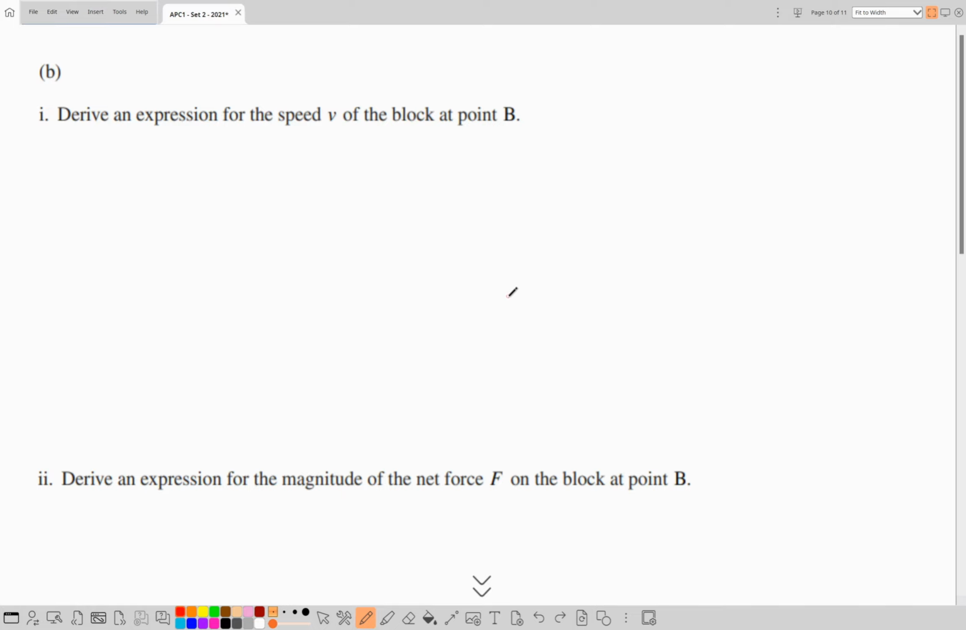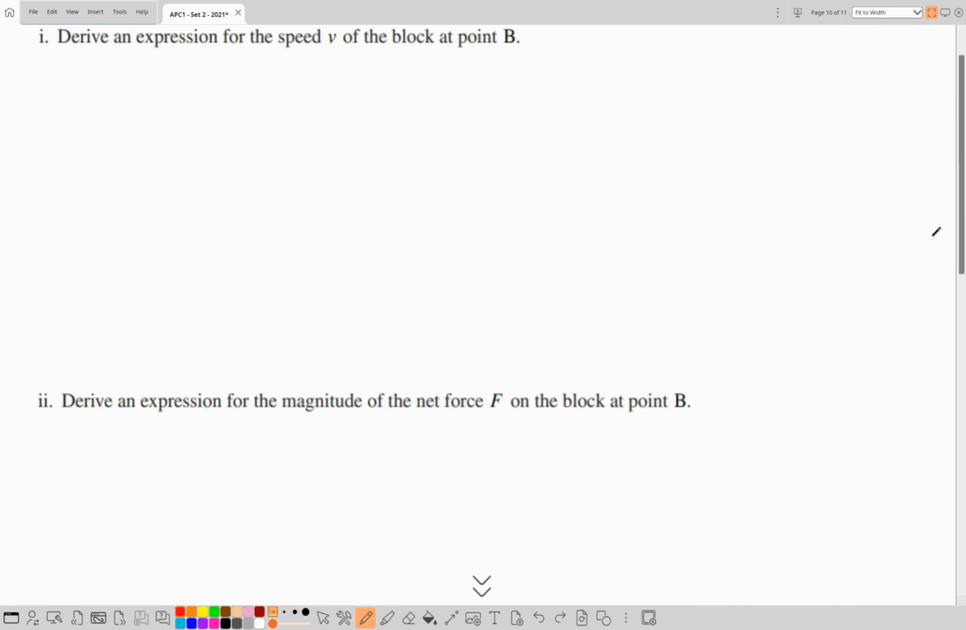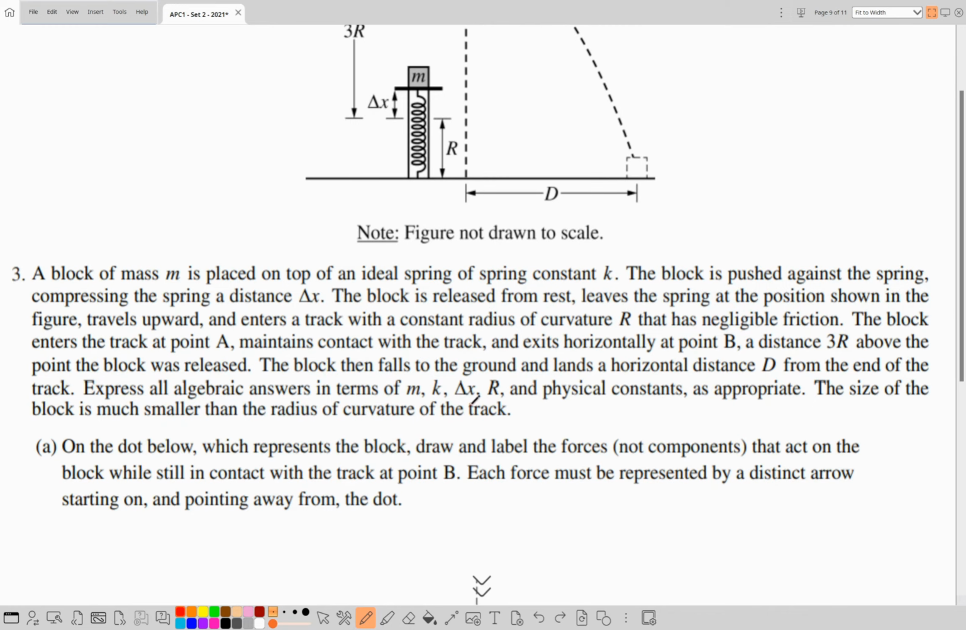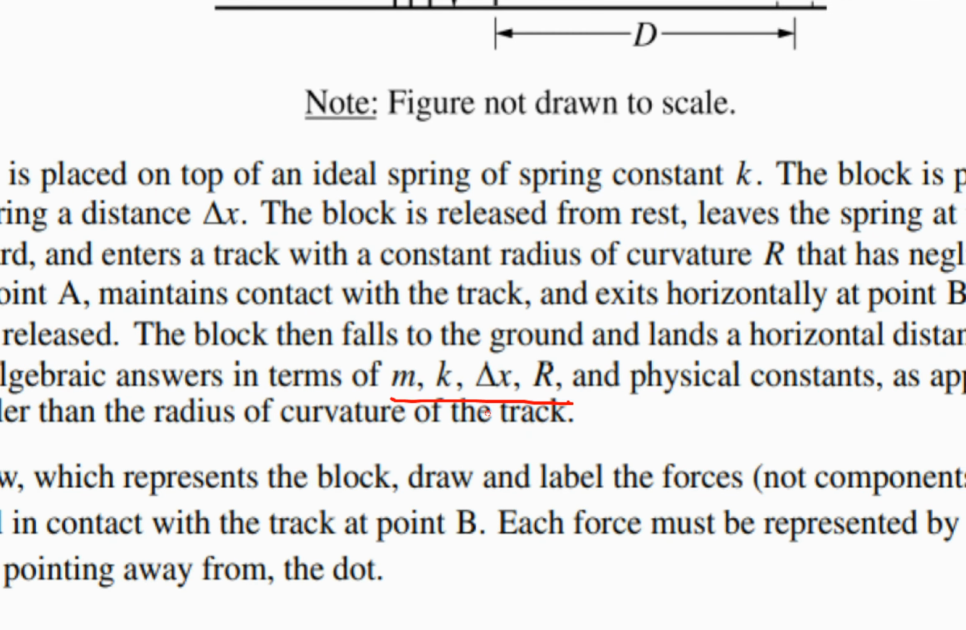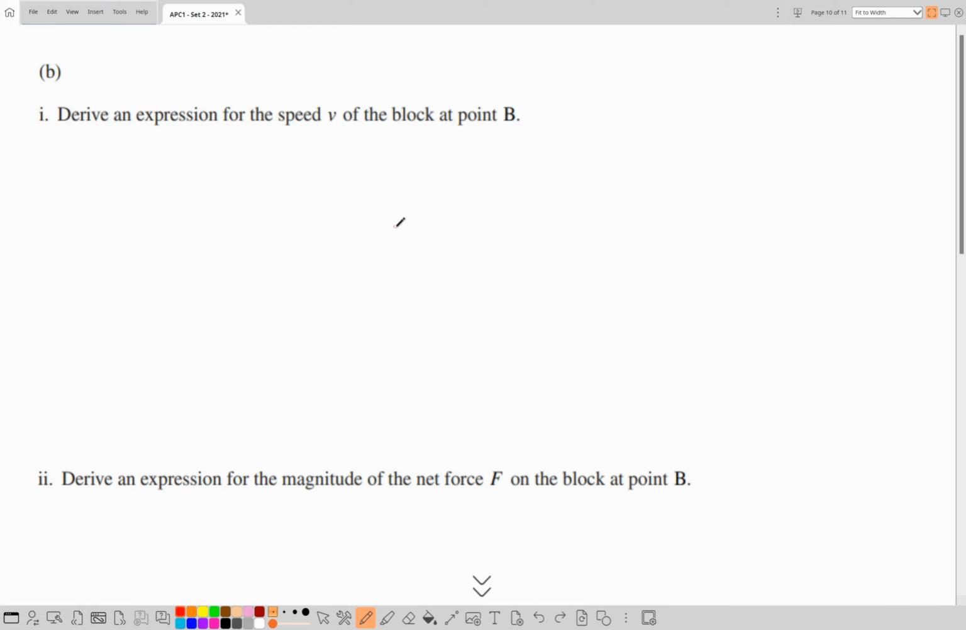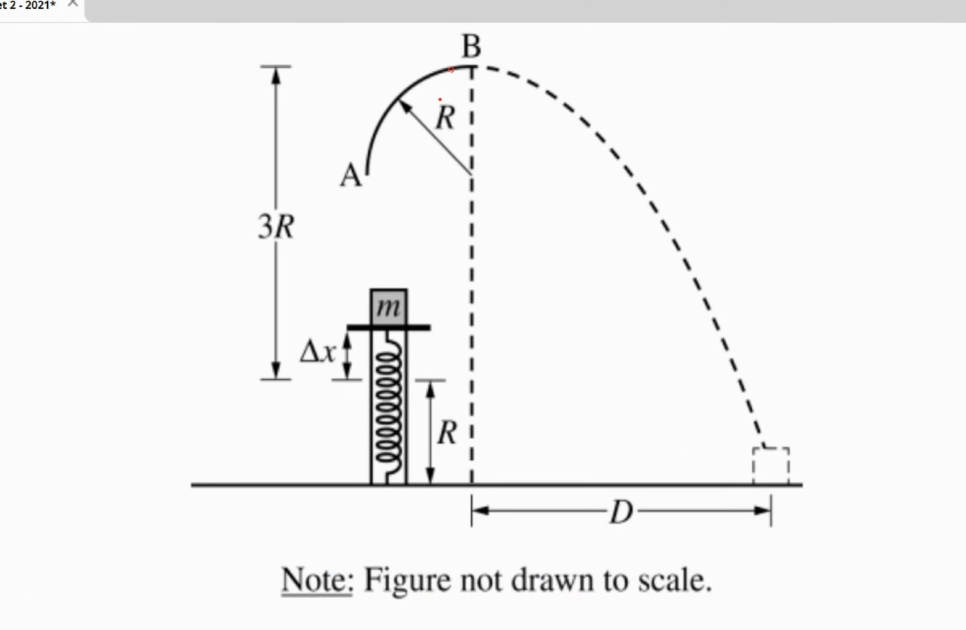Now in part B, part 1, we have ideas, and it seems they will be related to each other. Remember that we need to derive an expression, and make sure our answers are expressed in terms of these variables in addition to physical constants. We need to derive an expression for the speed v of the block at point B. Initially the block started from this point while the spring is compressed. Then it will reach point B of the circular track, and this can be done using energy.